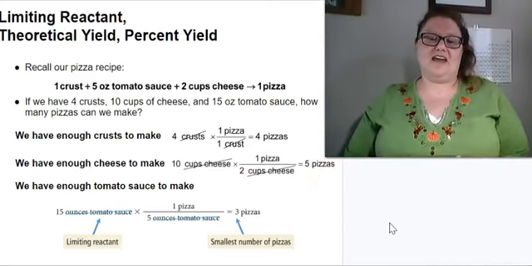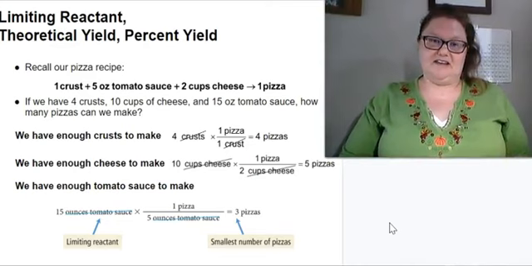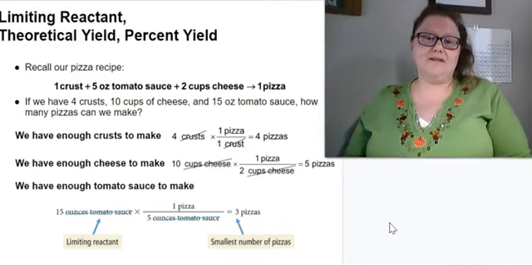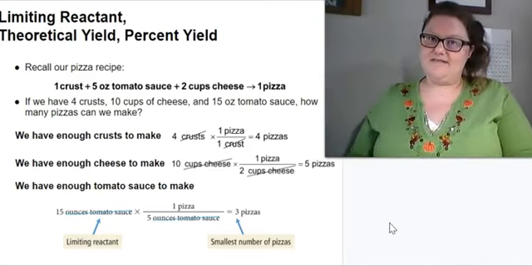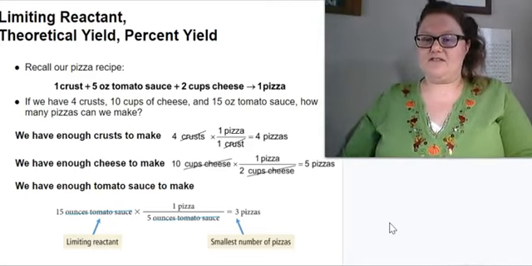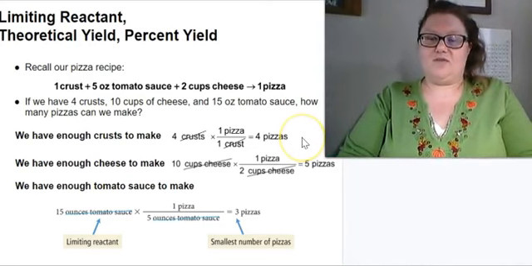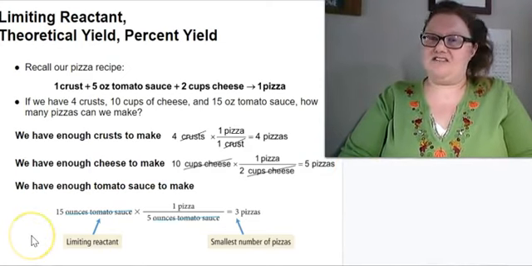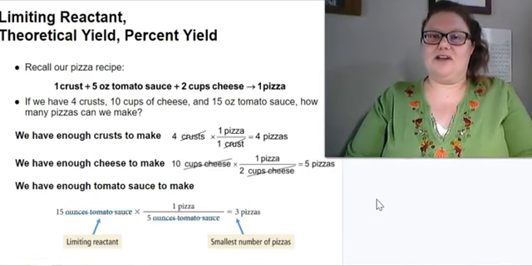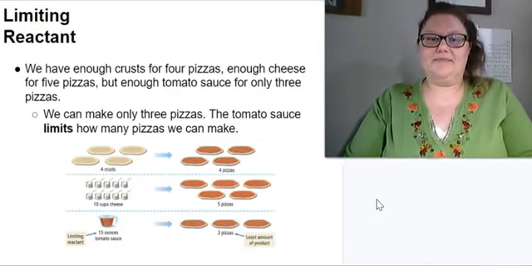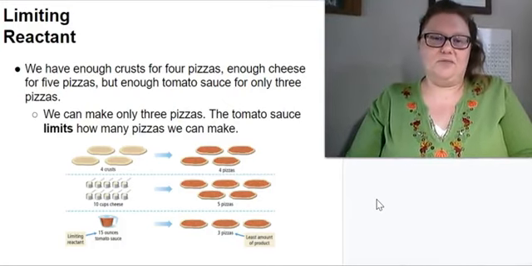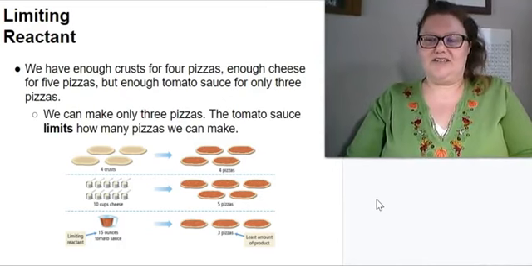And so we would say that our limiting reactant, the substance that limits the maximum amount of product we can make, is the tomato sauce, because we're going to run out of that first. I have enough to make 4 pizzas with crust. I have enough cheese to make 5 pizzas, but I can only make 3 total pizzas with the amount of sauce I have. So the sauce is limiting how much product I make. Here's just a visual representation of each of the components here. So you can pause the video and take a closer look at that.